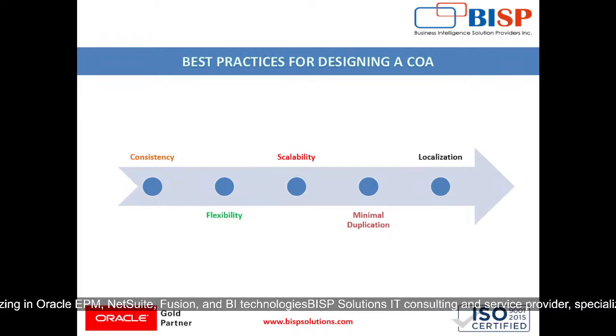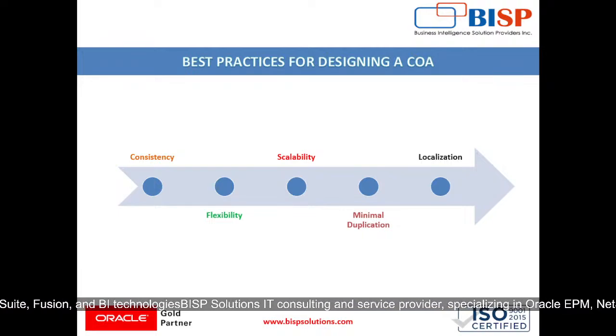Then comes our best practices for designing a CoA. So first of all is consistency. So we will be following a logical structure and standardizing naming conventions. Then flexibility, where we will be designing for future growth and changes in the business. Then comes scalability, where it leaves room for adding new accounts or segments without major restructuring. Then comes minimal duplication, so we will be using dimensions instead of duplicating accounts for every category.